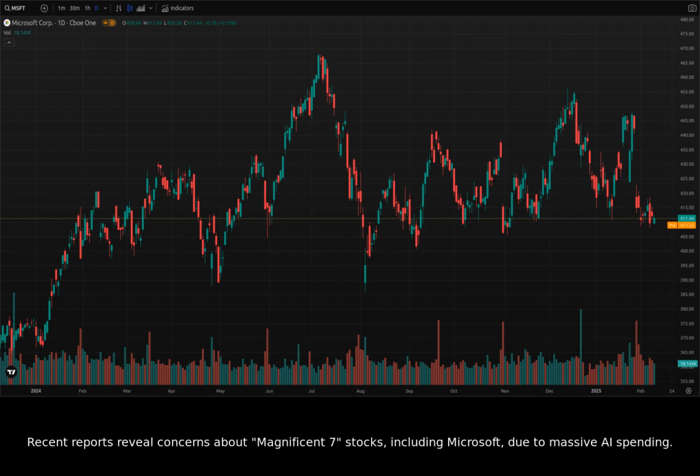Recent reports reveal concerns about Magnificent Seven stocks, including Microsoft, due to massive AI spending. However, Microsoft also boasts a high technical rating from Nasdaq Dorsey Wright, suggesting underlying strength. This conflicting information highlights the complexity of assessing MSFT's current trajectory. Now let's move to the charts to better understand this complex situation.